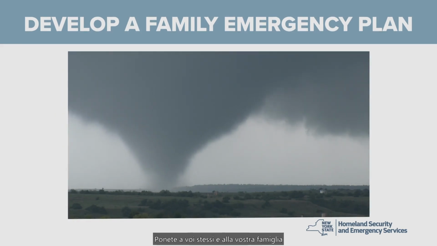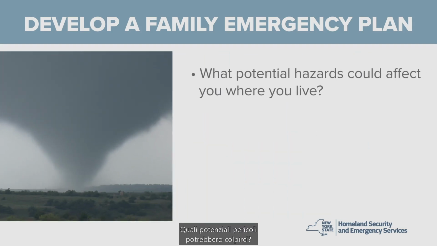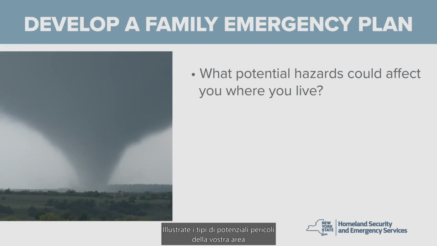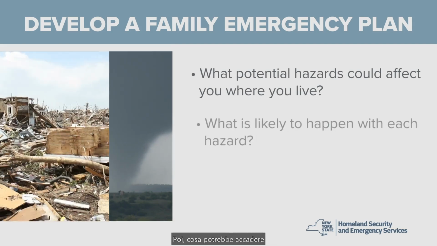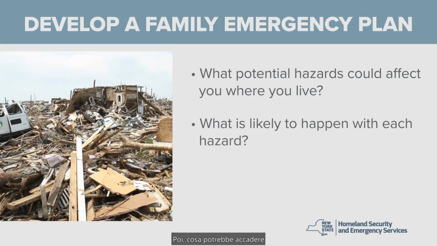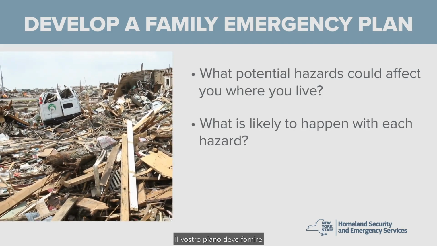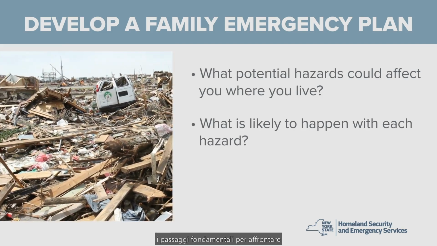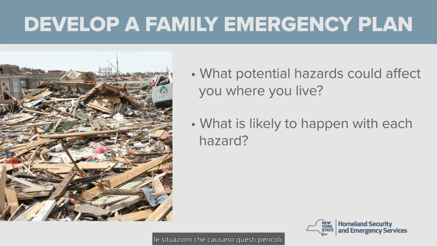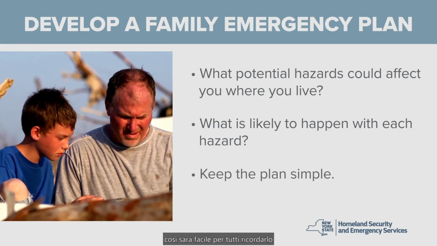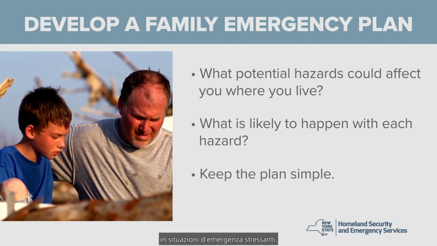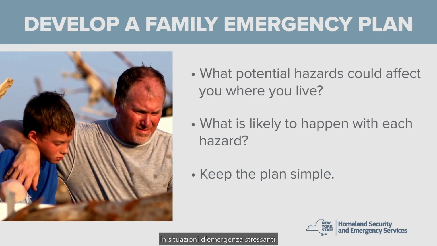Ask yourself and your family these questions. What potential hazards could affect us? Detail the types of potential hazards in your specific area and what impacts they may have on your home, neighborhood, work, or school. Next, think about what is likely to happen with each hazard. Your plan should provide basic steps to address the situations these hazards cause. Finally, keep your family emergency plan simple, so it's easy for all to remember during stressful emergency situations.